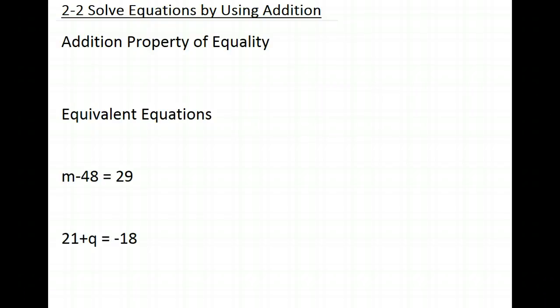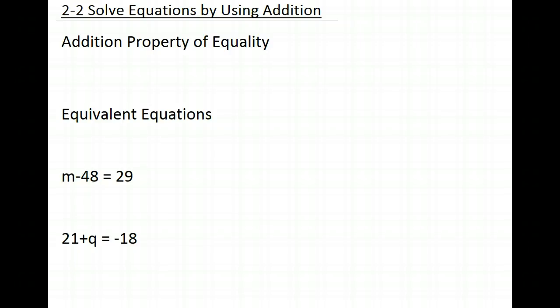This is section 2-2 on page 78, solving equations by using addition. So we're going to solve equations using variables. The first thing we're going to talk about is the addition property of equality. And what is this? This is on the bottom of page 78, our key concept.